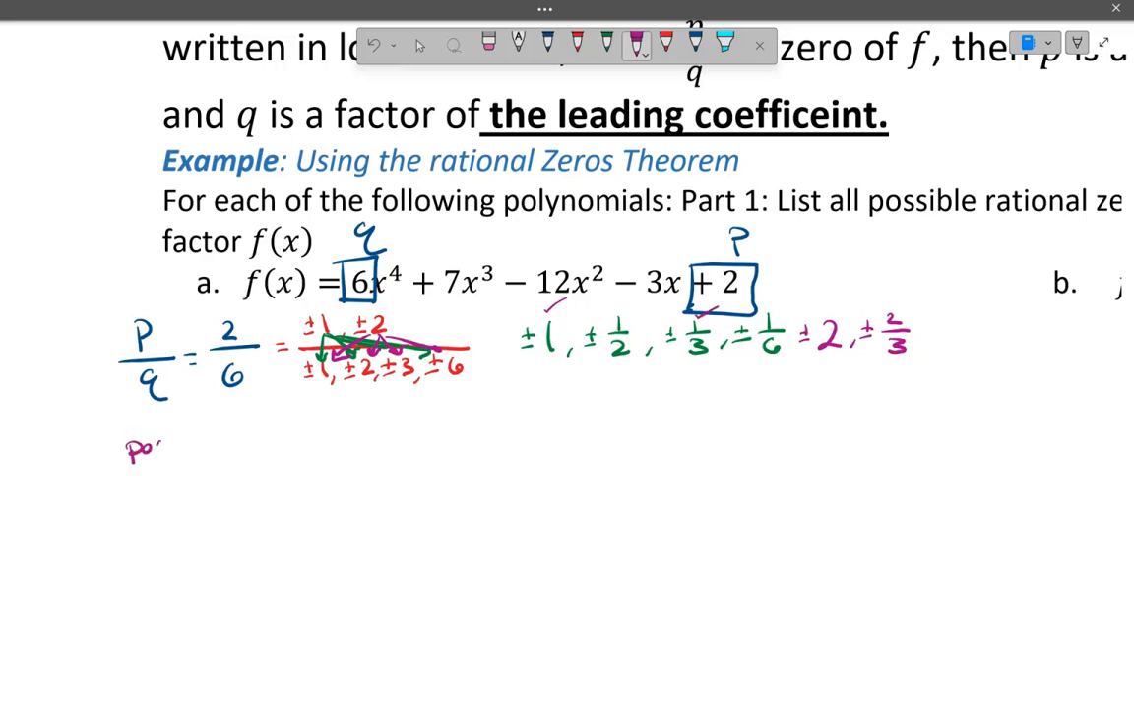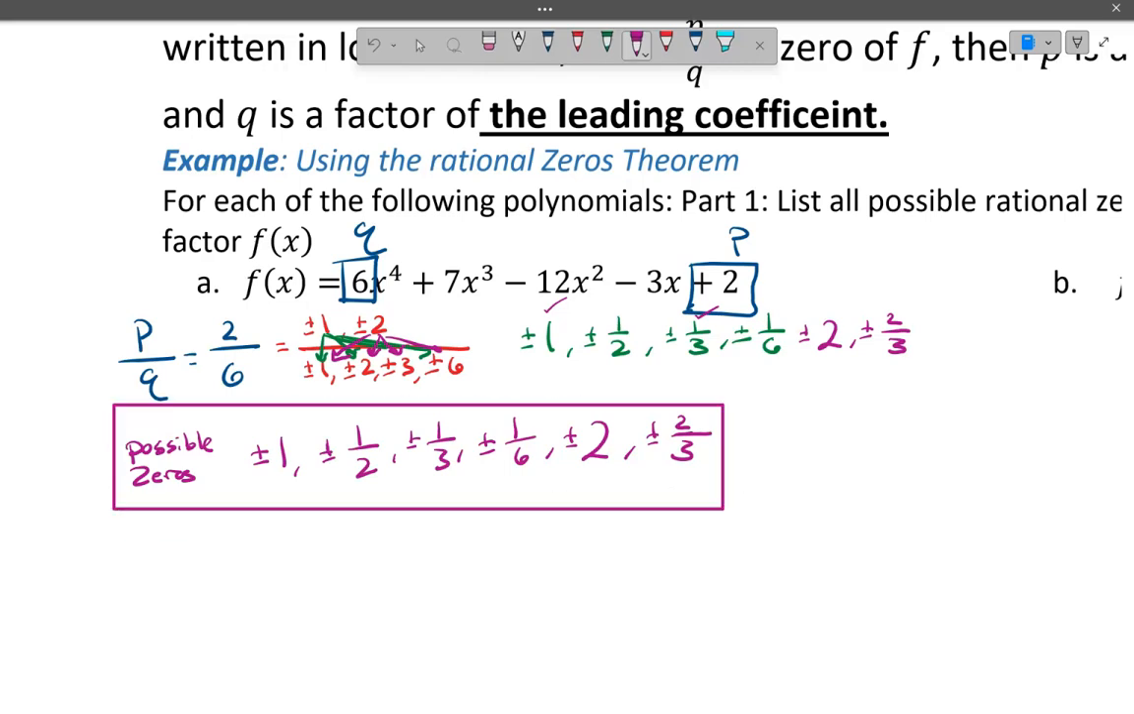So my list of possible zeros is positive and negative 1, positive and negative 1/2, positive and negative 1/3, positive and negative 1/6, positive and negative 2, and then positive and negative 2/3. So we have 12 possible rational zeros to choose from. If this function has rational zeros, they will be on this list. This list does not leave anything out, but these are not all the zeros. What we need to do now is figure out, from this list, what actually are the zeros.